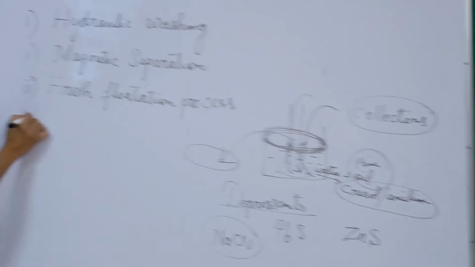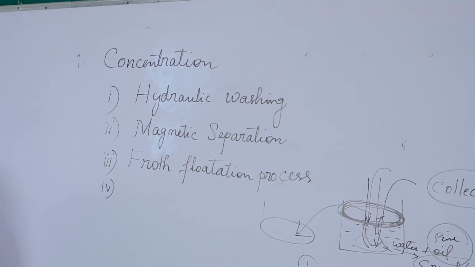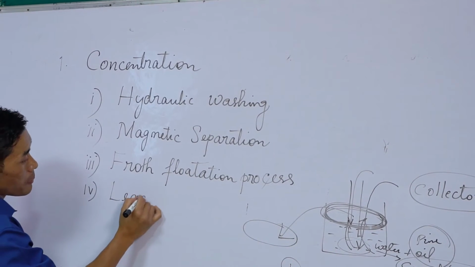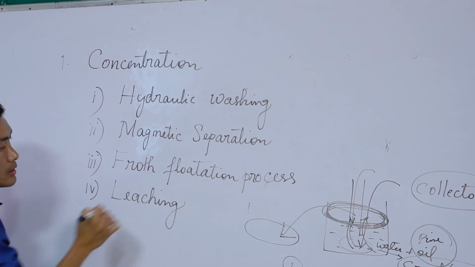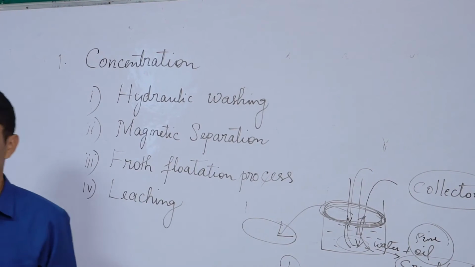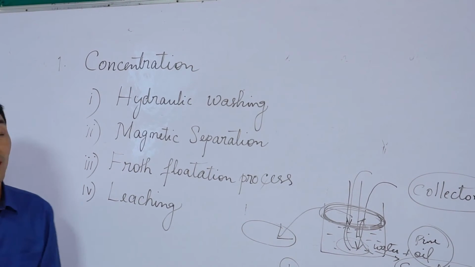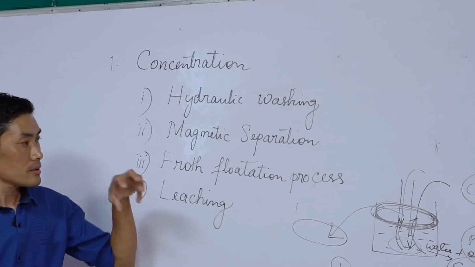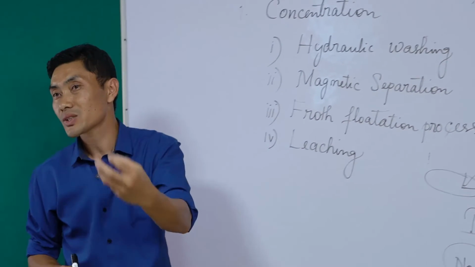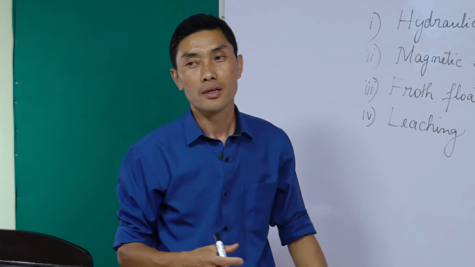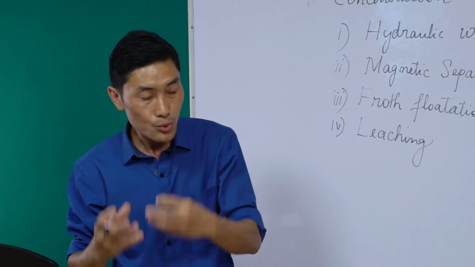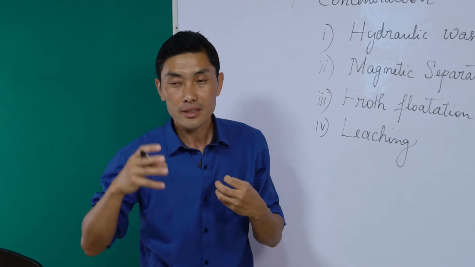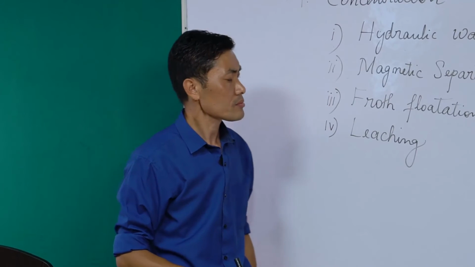Then finally, we have the fourth method of concentration of ores, which is called leaching. Leaching is a chemical method for concentration of ores. In this leaching, the ore is dissolved in a suitable solvent. A solution is formed, and from that solution, the ore is again retrieved, leaving the impurities behind in the solution.